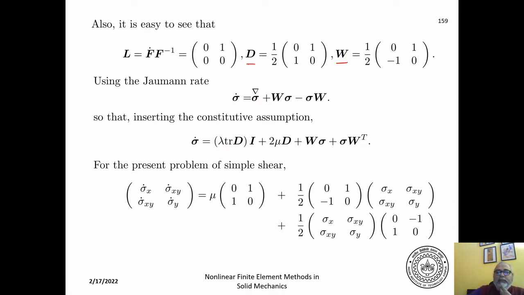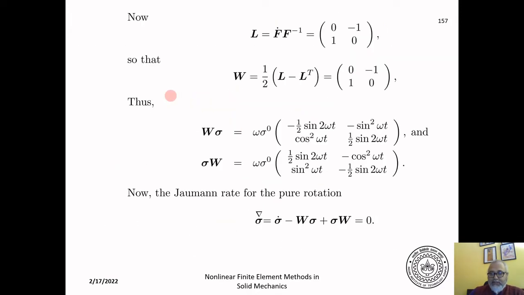So this is your D and this is your W. D, remember, is half L plus L transpose. W is half L minus L transpose. And let's say first we calculate the Jaumann rate. So the Jaumann rate, remember, is this: sigma dot minus W sigma plus sigma W.